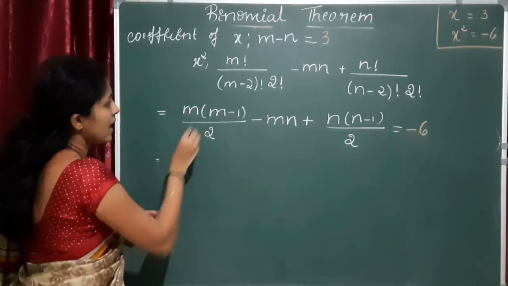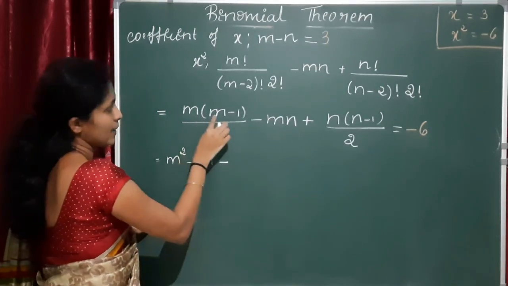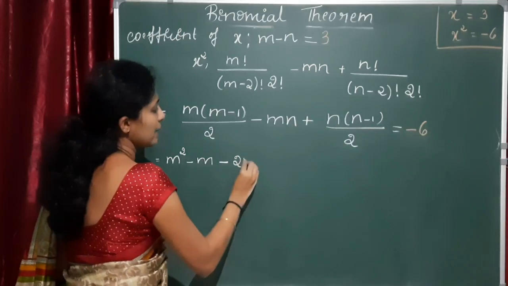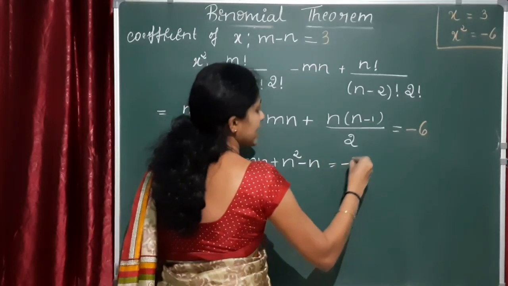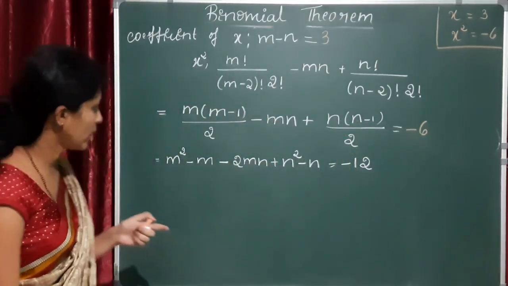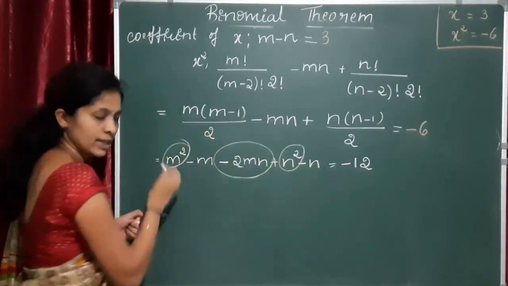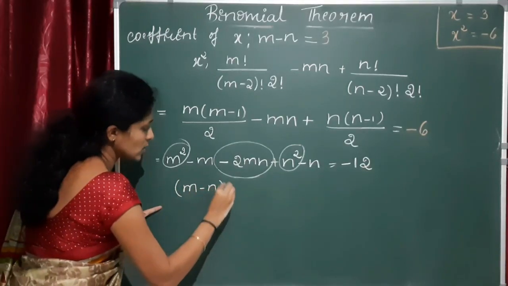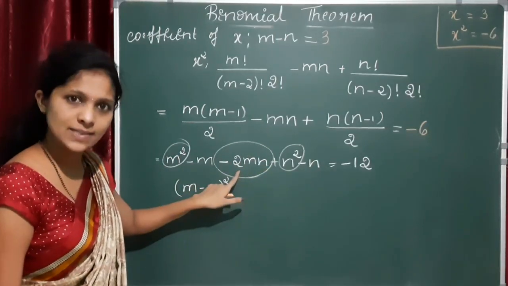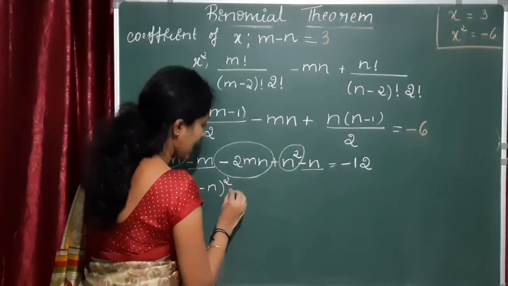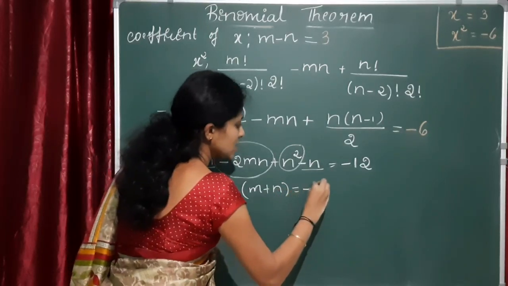Now we'll simplify this one. I'll take the LCM. So this is m square minus m minus 2mn, by taking the LCM, plus n square minus n is equal to minus 12, right? Now you can see here m square plus n square minus 2mn can be written as m minus n whole square, using the (a minus b) whole square formula, a square plus b square minus 2ab. Here minus m and minus n is there. I'll take minus common. What is remaining? m plus n is equal to minus 12.